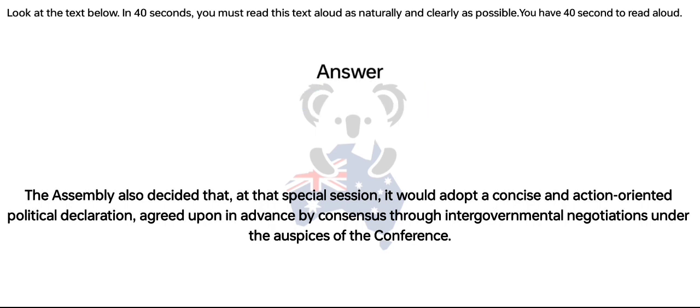The Assembly also decided that, at that special session, it would adopt a concise and action-oriented political declaration, agreed upon in advance by consensus through intergovernmental negotiations under the auspices of the conference.